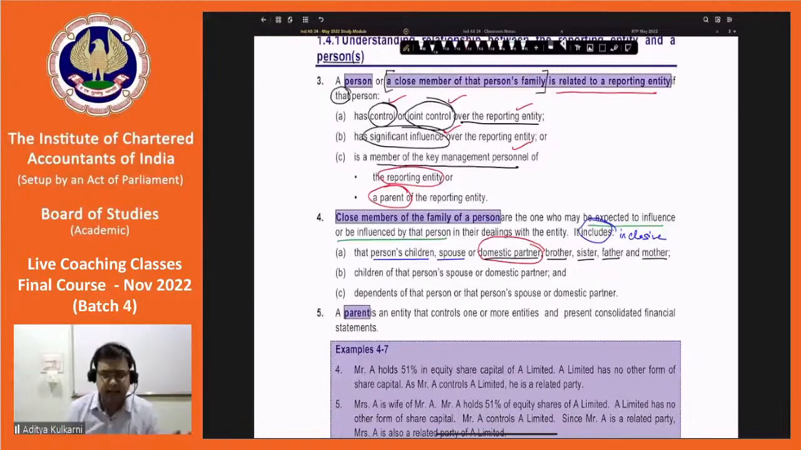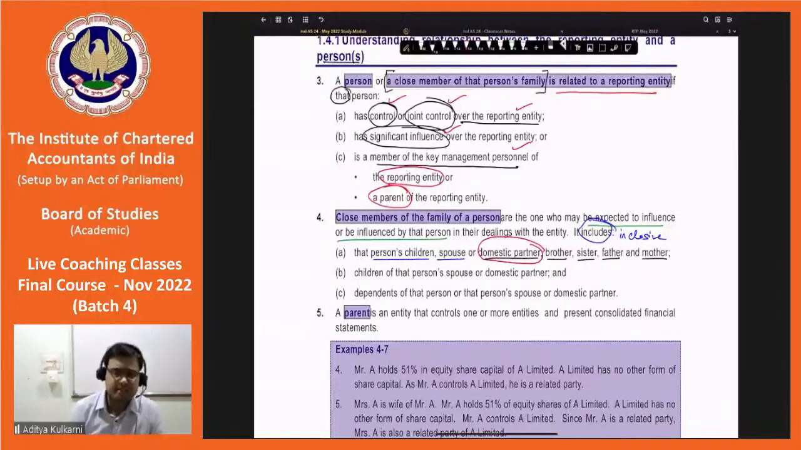So IAS 24, you should know that the culture of marriage is not that prevalent outside. It's slowly seeping into India also, where we are now recognizing live-in relationships also. So when I talk about domestic partner, it's two people in a live-in relationship. They are not husband and wife legally, but they are living together.